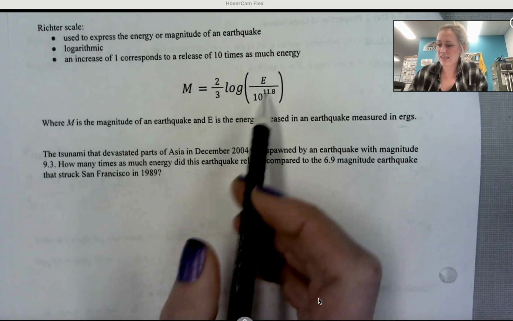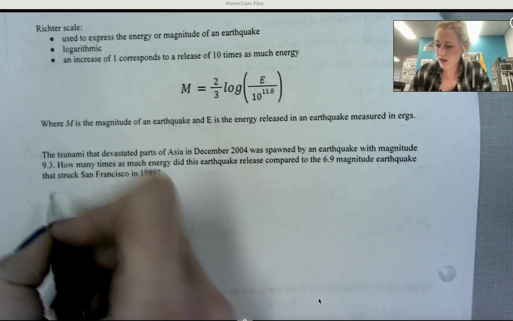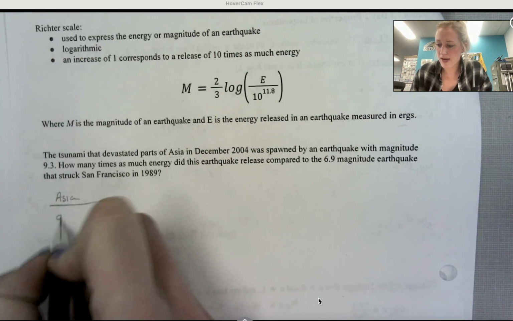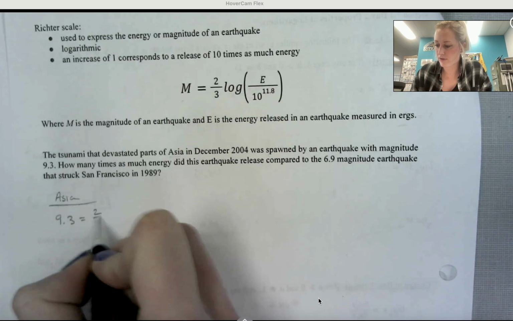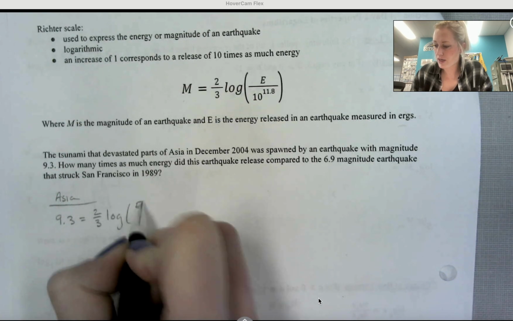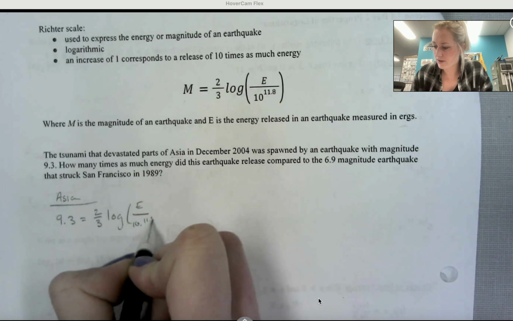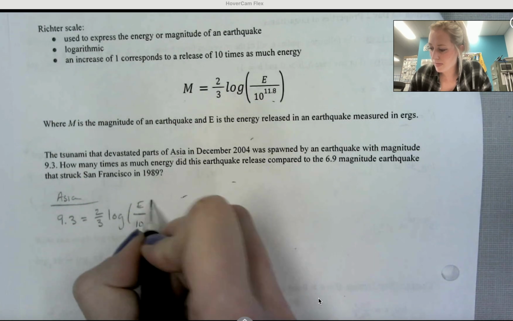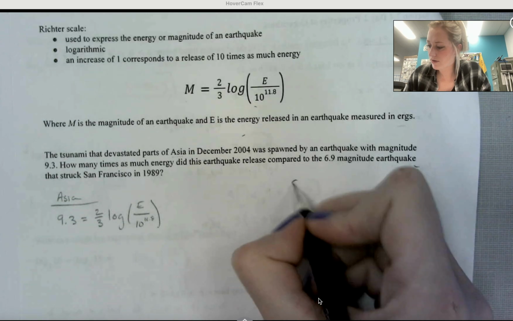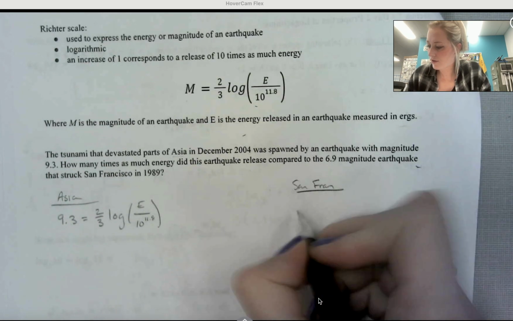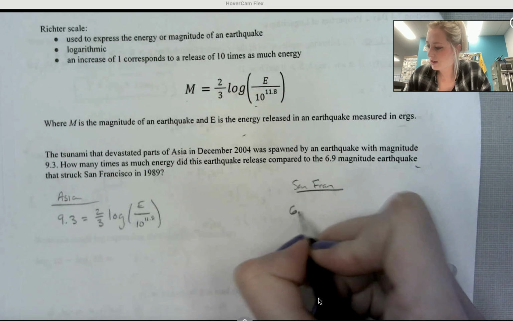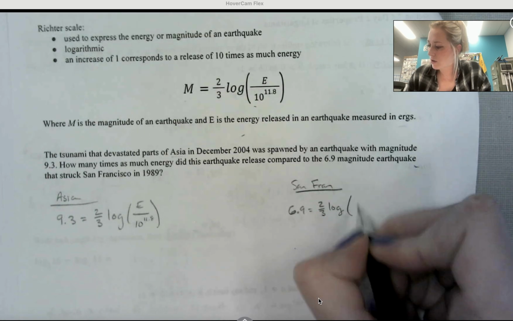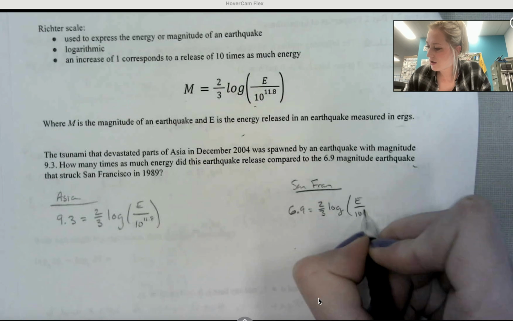So I want to find E. I'm going to write this one for the earthquake in Asia. It had a magnitude of 9.3, so I'm going to put that in for M, and then write the rest of the equation out here. We don't know E. That's what we'd like to find. 10 raised to the 11.8. And we're going to do the same thing for San Francisco. That one was 6.9, and the rest is the same. So we're searching for these two different energies, and we are going to solve for E.